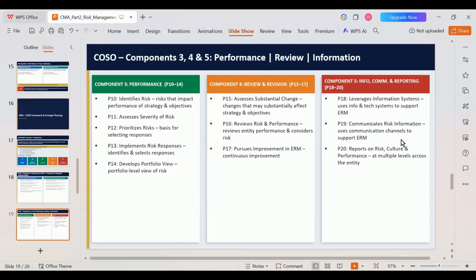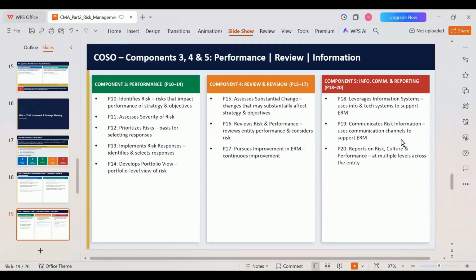So the next component, the fifth component, is information, communication and reporting. So here it leverages information systems. Here we use the information and tech systems. So we discussed earlier about the intranet communication systems that we set up in a business. So if there is any risk factor in a business, it will be quickly and easily communicated.